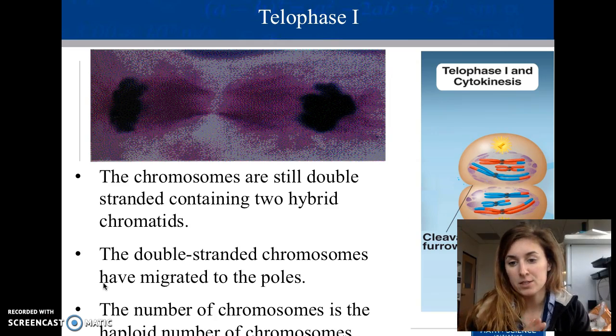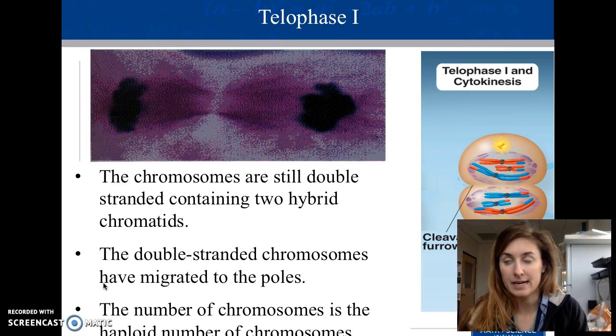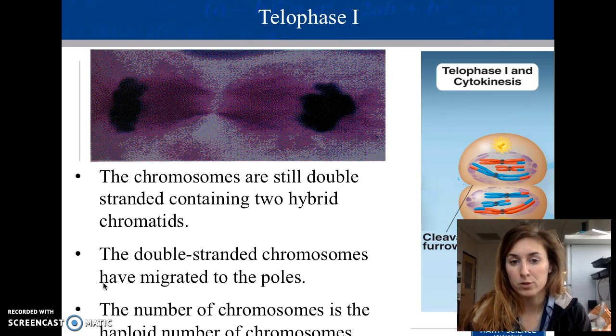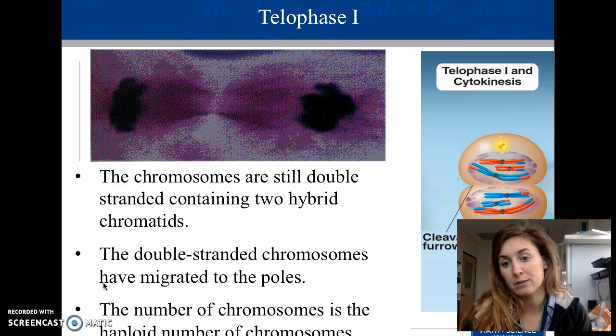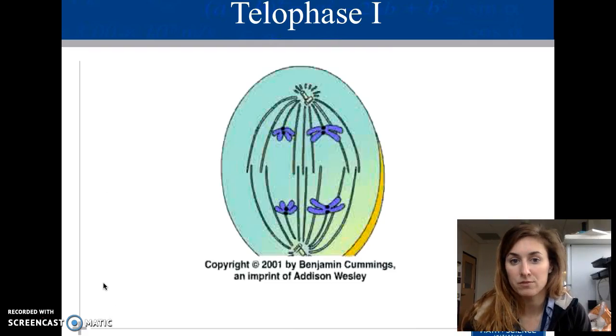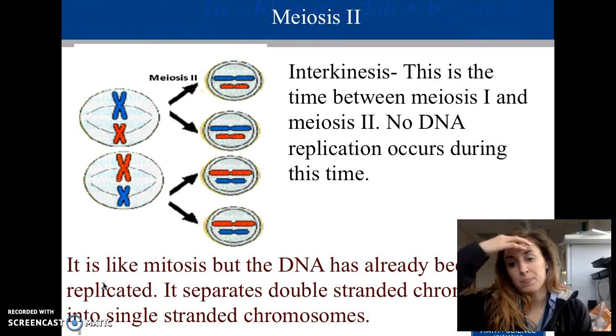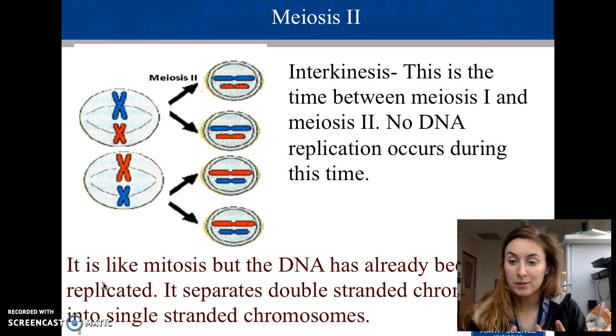So prophase, metaphase, anaphase, and telophase 1 are all part of meiosis 1. The chromosomes are still double-stranded, containing the two chromatids. So I have 23 chromosomes that still look like X's in one cell, 23 chromosomes that still look like X's in another. The double-stranded chromosomes migrate to the poles, and the number of chromosomes is technically considered to be haploid at this point. Telophase and cytokinesis is going to be the actual division of these two cells. So I now have two cells, each with 23 X-shaped chromosomes.